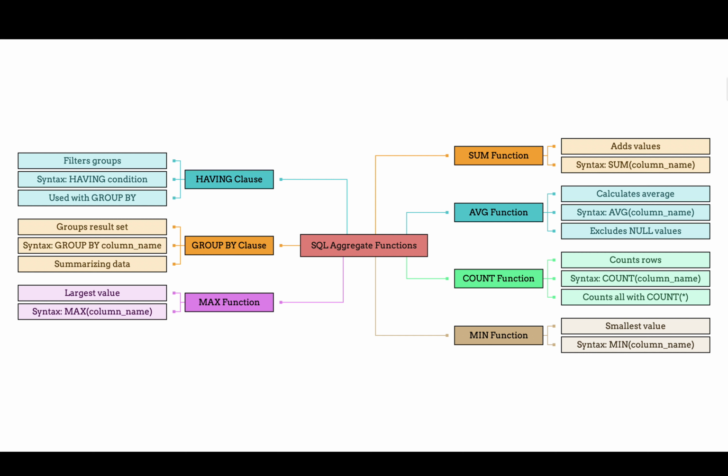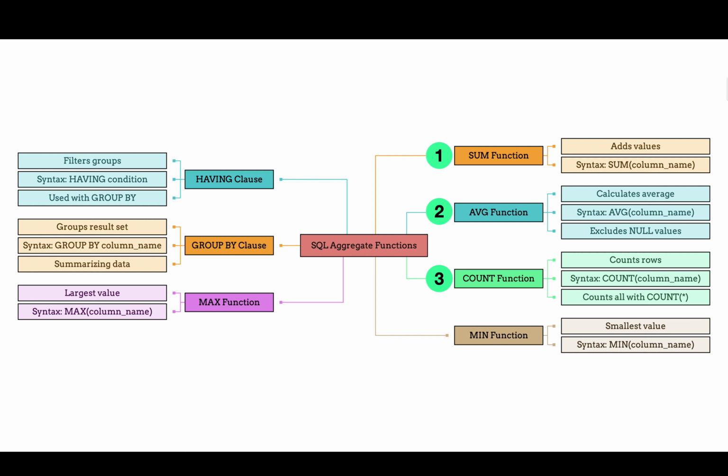SQL aggregate functions. 1. Sum function, adds all the values in a specified column. Syntax: SUM(column_name). Used to find the total of numerical columns. 2. Average function, calculates the average value of a specified column. Syntax: AVG(column_name). It excludes null values from the calculation.